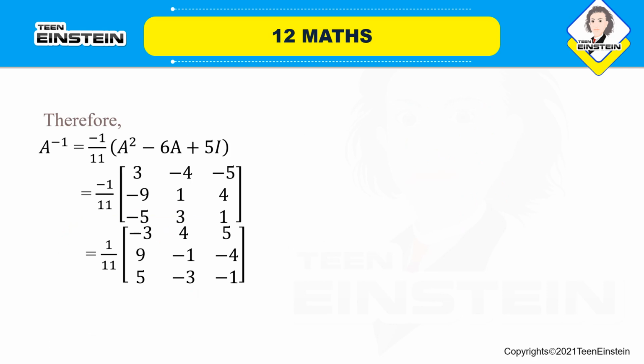So I have substituted everything and simplified. Then what I am getting is minus 1 by 11 times, on simplification, 3, minus 4, minus 5, minus 9, 1, 4, minus 5, 3, 1. Bring the minus sign inside the matrix. So you'll be getting minus 3, 4, 5, 9, minus 1, minus 4, 5, minus 3, minus 1. So this is your A inverse.